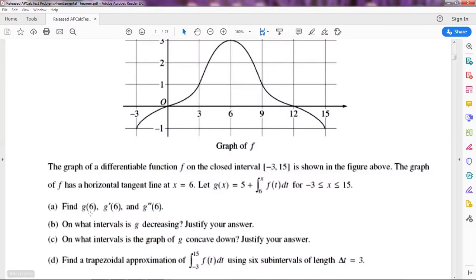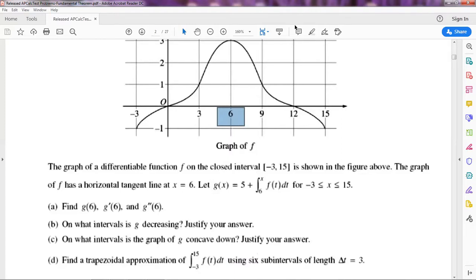Now, let's solve just the first problem. What is g of 6? What is g prime of 6? And what is g double prime of 6? Where is the 6? The 6 is right here, correct? So let me write this one. g of x is 5 plus the integral from 6 to x of f of t dt, correct?